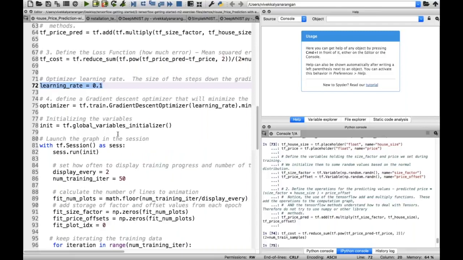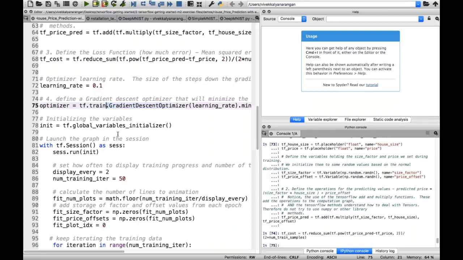Ideally, you don't want to set it to a very low value. Otherwise, it just takes forever. And you don't want to set it to a very high value. In that case, it does not work very well. It does not converge to the optimal solution. So in this case, what we are going to do is set it to a modest rate of 0.1. Then we're going to use, as I said, the gradient descent optimizer.